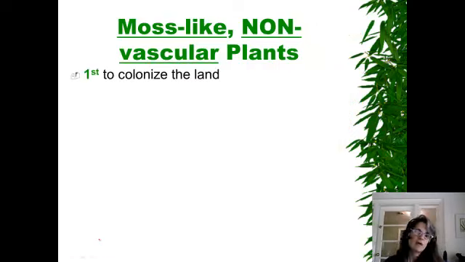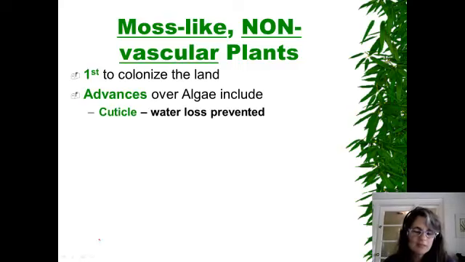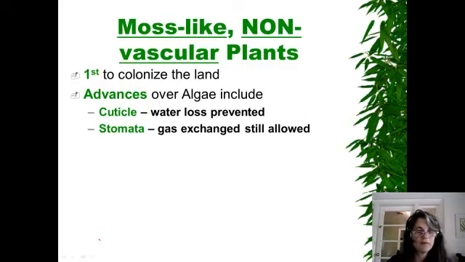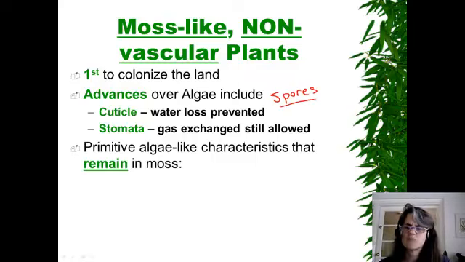Okay, so these plants were the first to colonize the land, and their advances over algae include that they do have a cuticle that is going to prevent water loss, and stomata, the holes that allow gas exchange. Another advance that I will mention that's not on here is that they have something called spores. Spores are not sex cells, not gametes, not sperm and egg, but we'll talk about how important they are in just a moment.